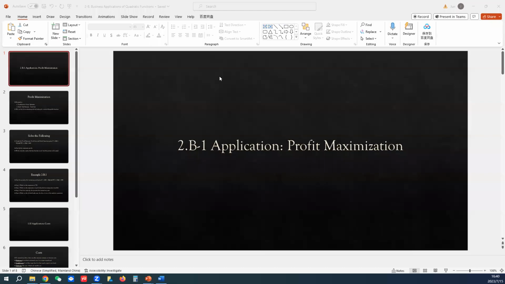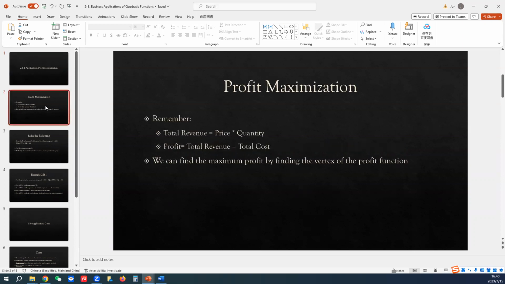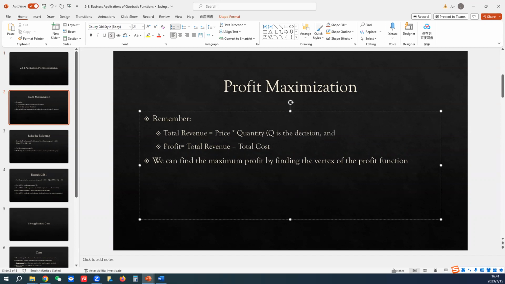In this section, we are looking into one application of quadratics to a business context, which is profit maximization. So first, several things to remind you of. One is total revenue equals price times quantity. And here, the quantity Q is the decision, and P is a function of Q.